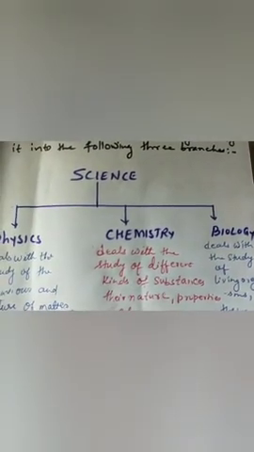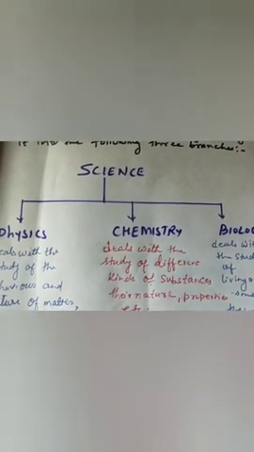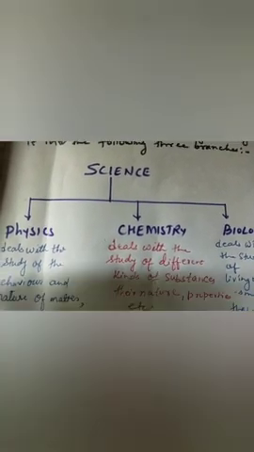Then we have learnt about the classification of science. Science is broadly classified into physical science and natural science. Physics, chemistry, mathematics, etc. are parts of the physical science, and biology is a part of natural science, which is again further divided into botany and zoology.